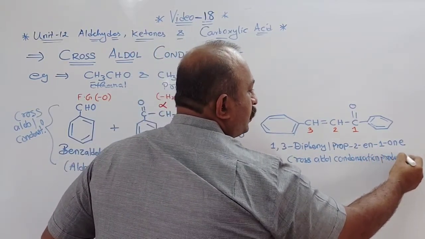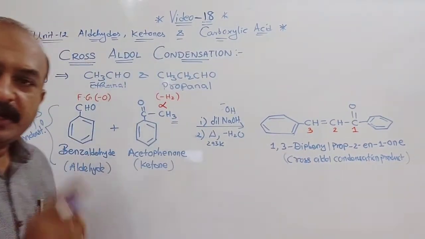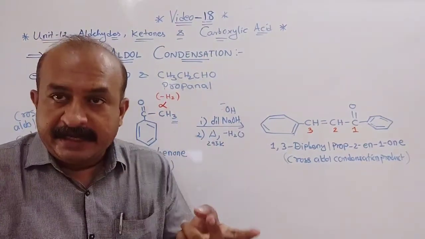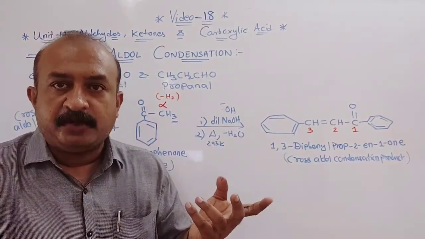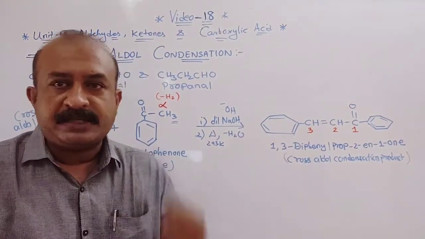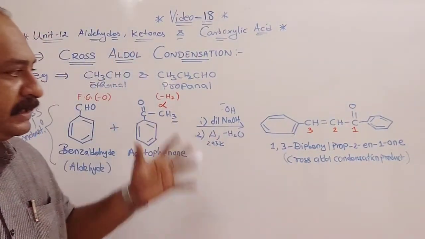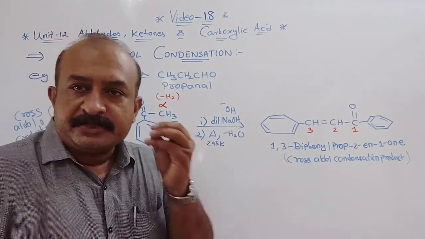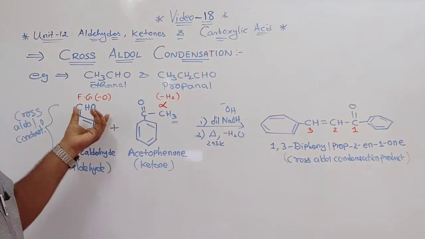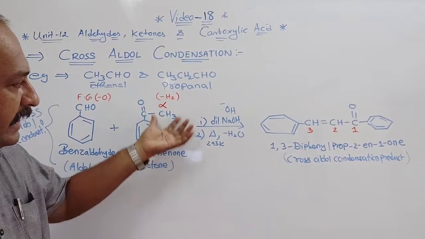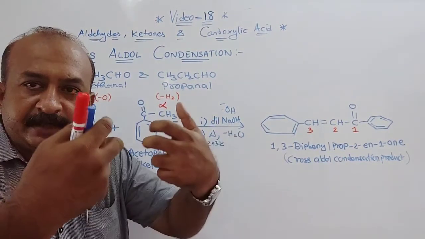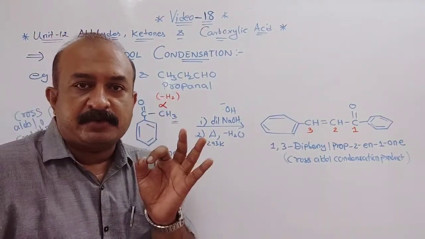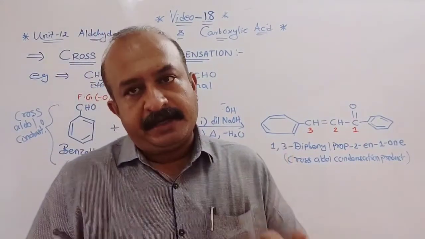Cross aldol condensation product means one aldehyde and one ketone we have taken. Two ketones also you can take, two aldehydes also you can take; if you take one aldehyde and one ketone, it will be called a cross aldol condensation product. I think this part is clear to you. Now examples you can take, practice it. It is very simple. Any functional group you take, from there you remove oxygen, from an alpha carbon you remove hydrogen, join both carbons with a double bond, and you will get the product. That's all. The simplest trick to understand cross aldol condensation.